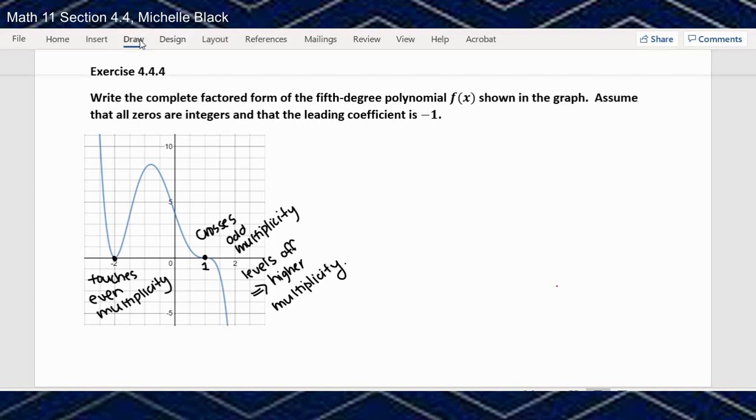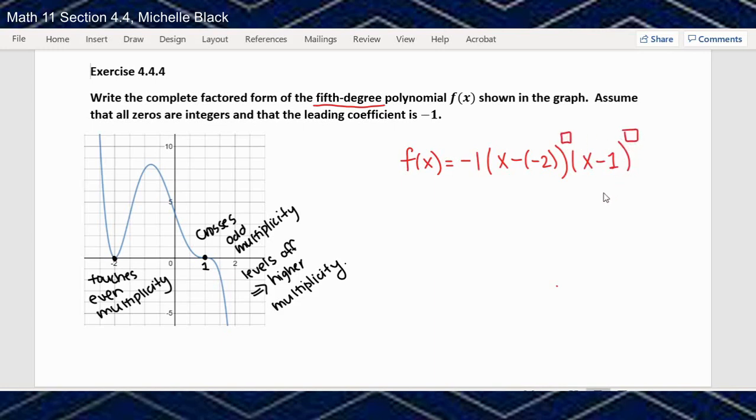I also know that I have a 5th degree polynomial, and when I add up my multiplicities, I should get back the same degree as my polynomial. In addition to that, I'm told that my leading coefficient is -1. I know my zeros are -2 as well as 1. And now I just need to figure out what the multiplicity is or what their powers are.